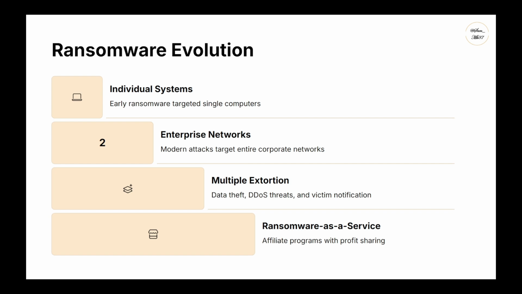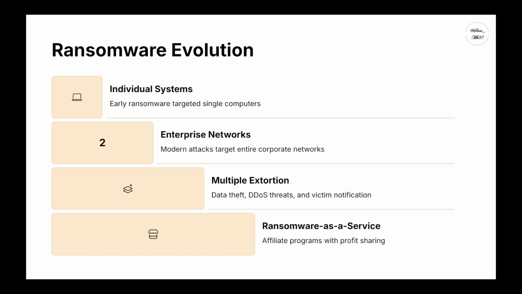Attackers often gain access through compromised credentials or exposed services, then move laterally before encrypting critical systems across the network. We're also seeing a rise in multiple extortion tactics. In addition to encrypting data, attackers now steal sensitive information, threatening to launch DDoS attacks or even notify customers and partners to pressure victims into paying quickly.